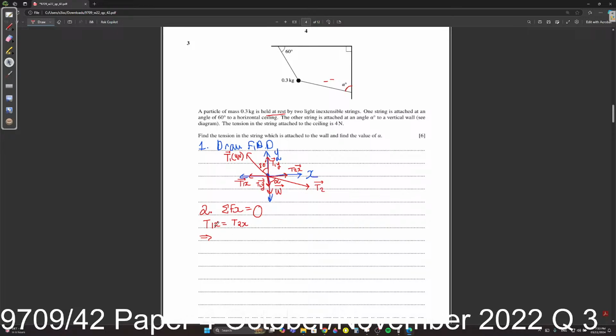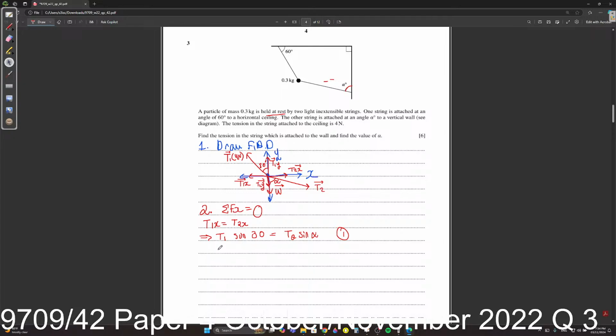Which implies, what is T1X equal to? It's T1 cosine 30. Why cosine 30? So it's equal to T1 sine 30, my bad. Why sine 30? Because I'm using the angle with the vertical. Right? So T1 sine 30 is equal to T2X. T2X is equal to T2 sine alpha, right? Because the angle again is with the vertical. So we're using sine for the X and cosine for the Y. This is our first equation.